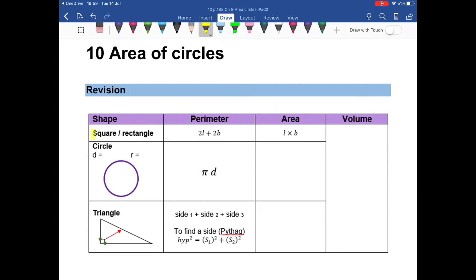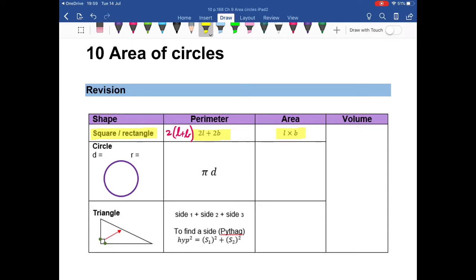The first thing we did, remember, was the square or the rectangle. And remember, a square is a special rectangle. So let's just learn one formula. The perimeter was 2 lengths plus 2 breadths, or you could have had 2 times length plus breadth. The area is simply length times breadth.